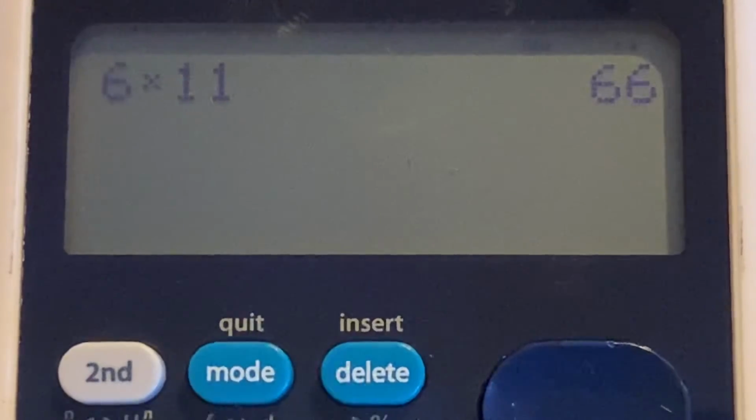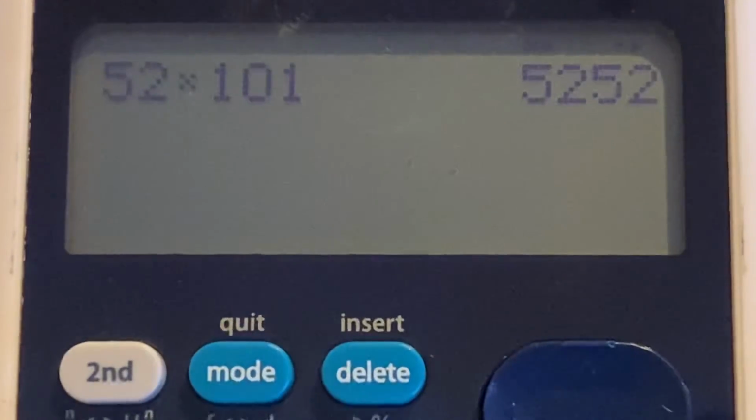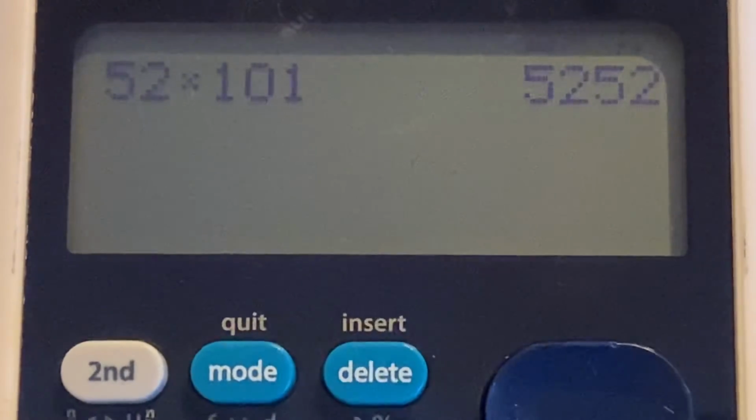Does this trick work for 2-digit numbers? Let's say 52. The only way to get 52, 52 is to multiply it by 101. In this case, 101 doesn't have any factors, so I can't really break it into different factors. I'll leave it for you as an exercise, but it's one of the tricks that we have. It's on my website as well.